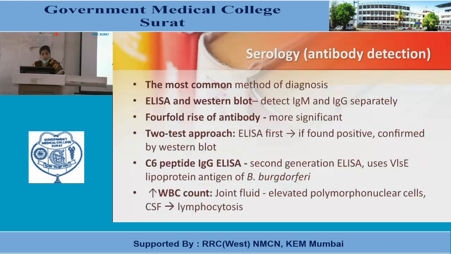Serological test is the most common method of diagnosis. ELISA and Western blot detect IgM and IgG separately. A 4-fold rise of antibodies is very significant. The 2-test approach: ELISA first, and if it is positive, confirmed by Western blot. So 2 tests should be done for confirmation. C6 peptide IgG ELISA, a second generation ELISA, uses VlsE lipoprotein antigen of Borrelia burgdorferi. Increased WBC count in joint fluid, elevated polymorphonuclear cells, and lymphocytosis in the CSF are presumptive signs of Borrelia in Lyme disease.